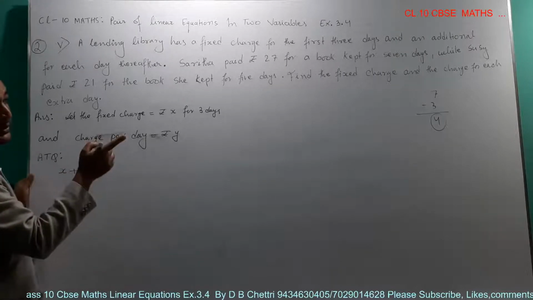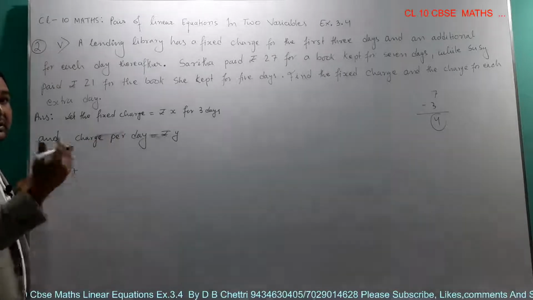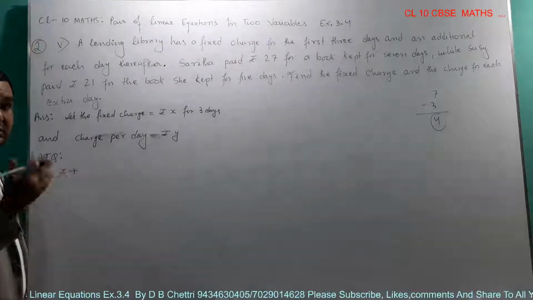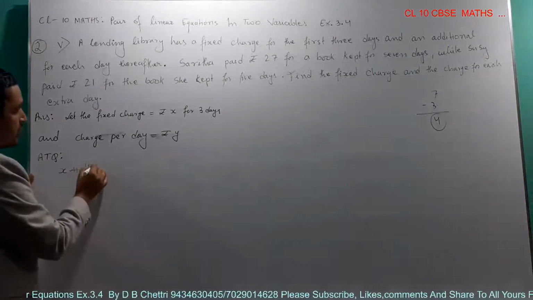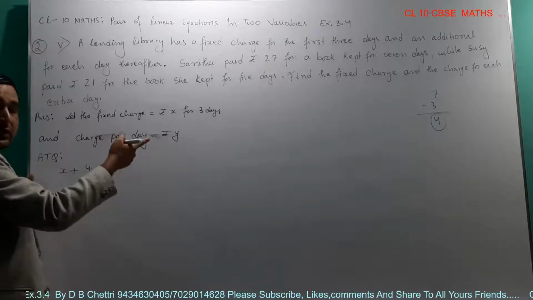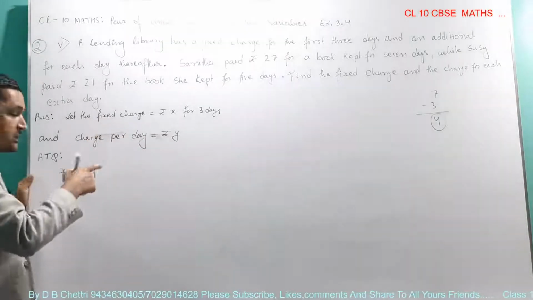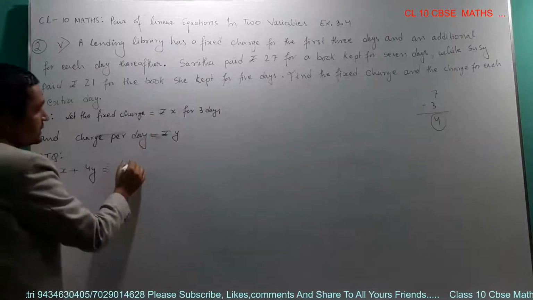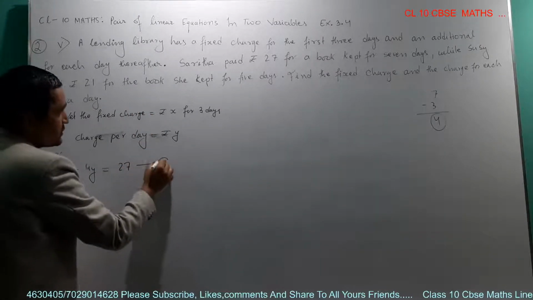Out of 7 days, after subtracting 3 days, how many days are left? 4 days. And for 4 days, how much extra money does she have to pay? 4y. Why 4y? For 1 day y, for 2 days 2y, 3 days 3y, and 4 days 4y. Altogether she paid 27, and we can mark this as equation 1.